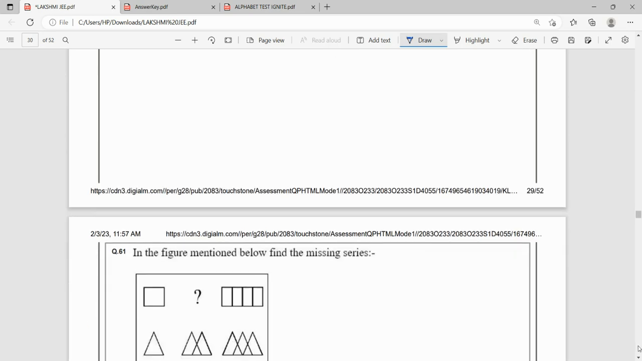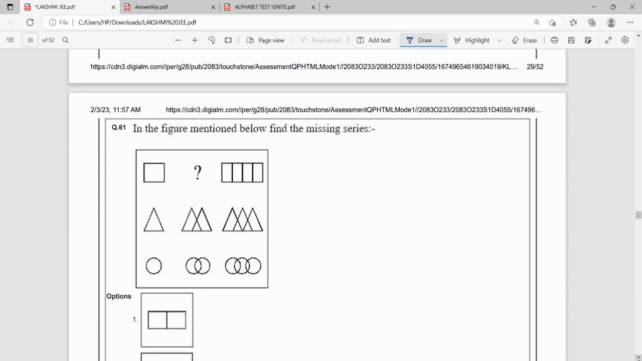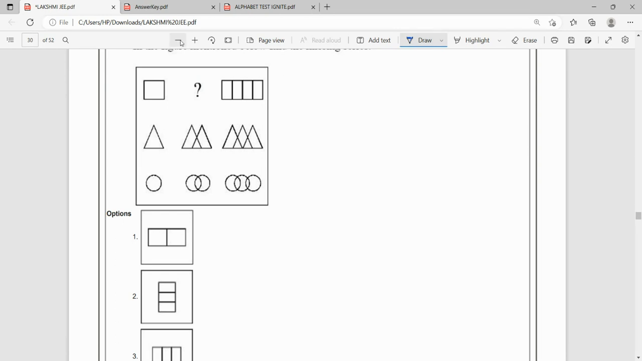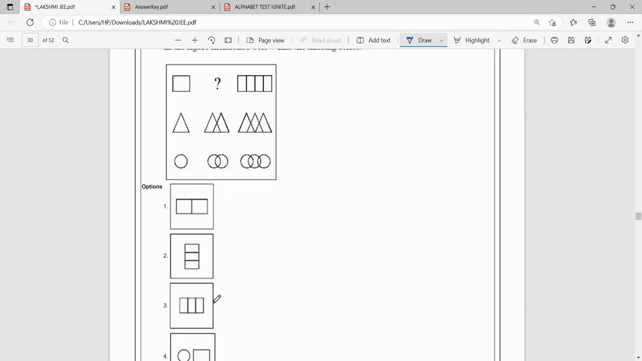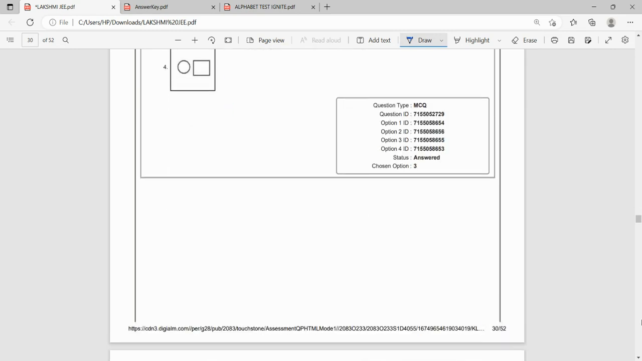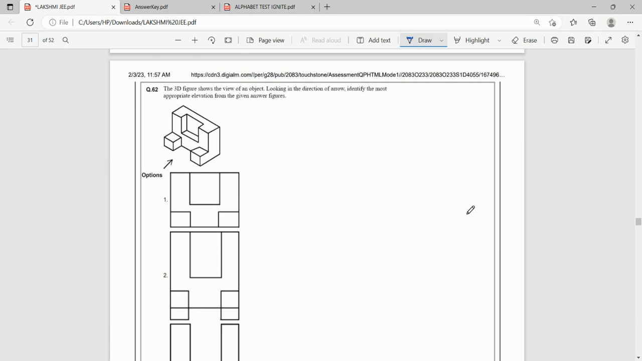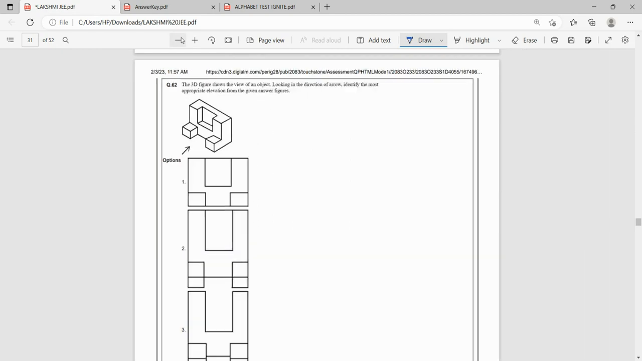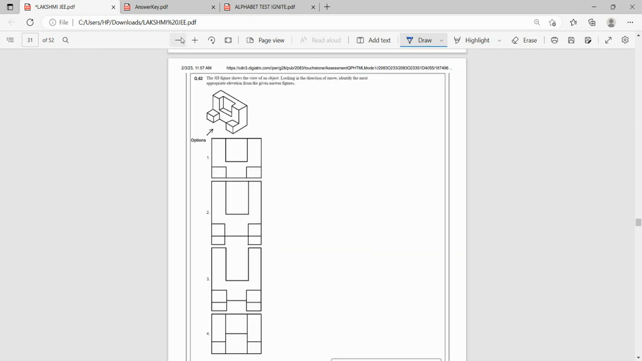We can focus on the non-verbal part. In the figure mentioned below, find the missing series. Okay, so it must be overlapped, right? It must be overlapped. Better we can choose this. Two squares are there, it can be overlapped. Then if you think about this, just think about it, which is the better option. Okay, just think and comment below. So let's see.